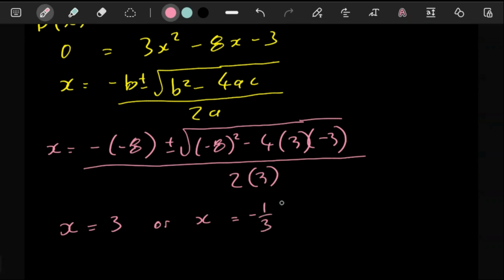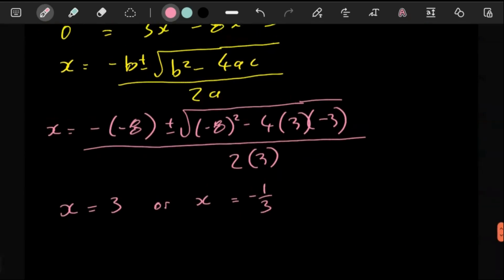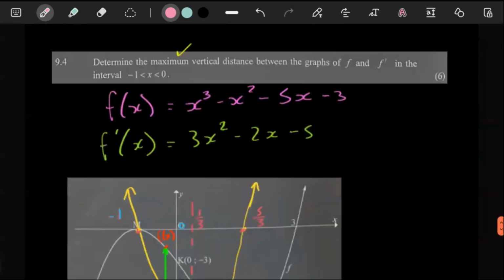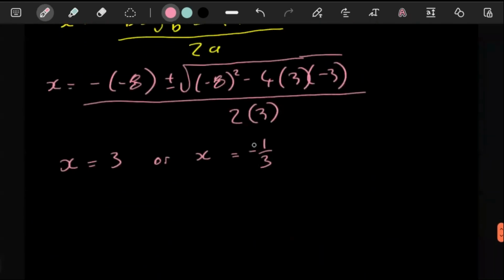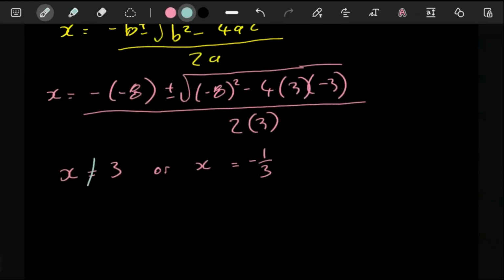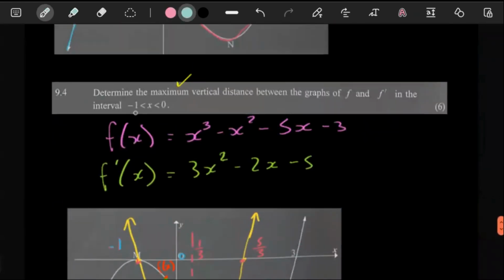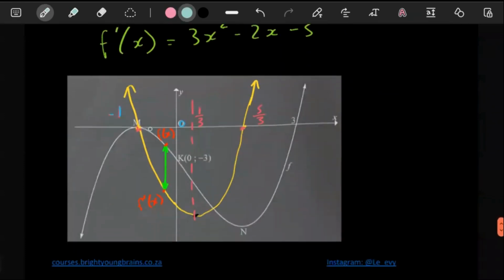Okay, here we are. So we're getting x is negative a third. The reason why this is the answer you want to choose is because this x value is between -1 and 0. So between -1 and 0, this is where you would have the highest distance between our two graphs.